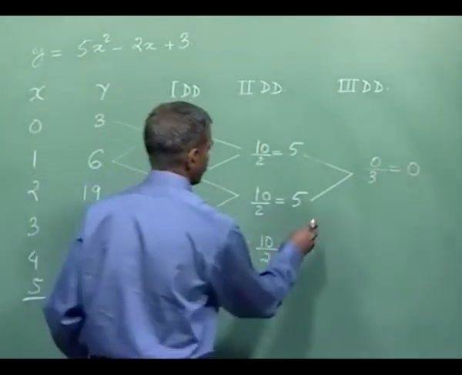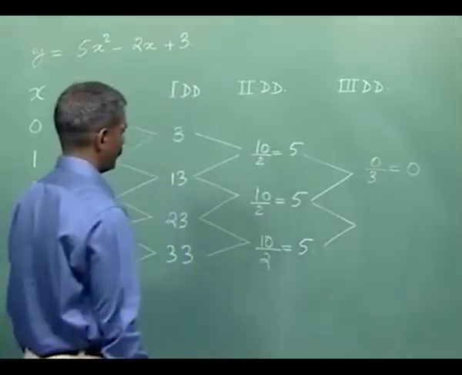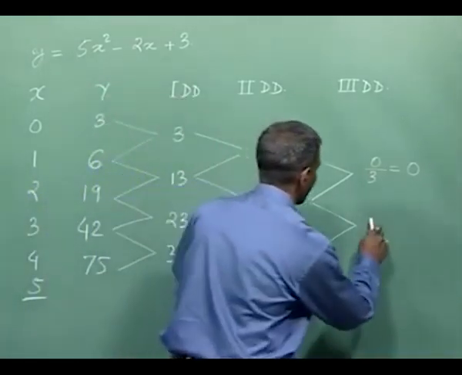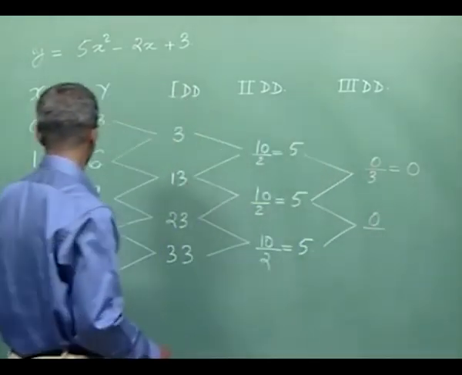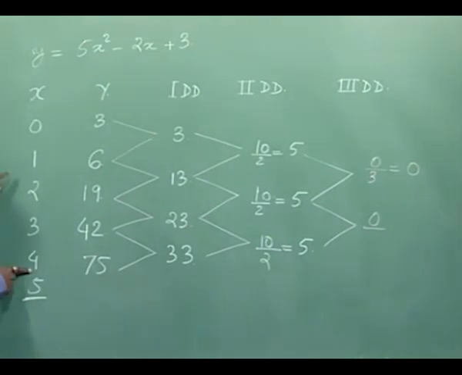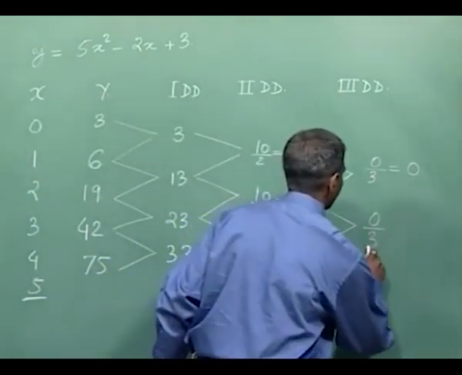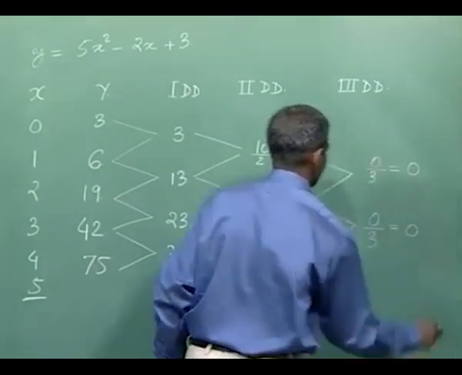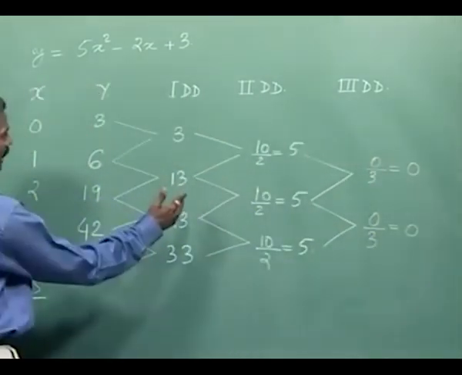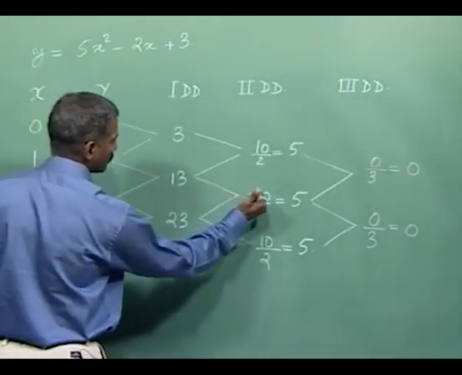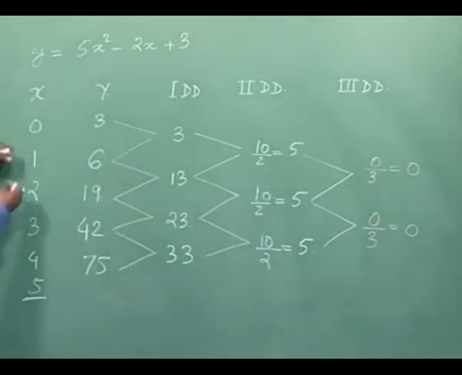Likewise, 5 minus 5, again 0, over 4 minus 1, 3, which is 0. Every time I compute the subsequent divided difference, I'll have to enlarge my interval here by 1. Keep that in mind.